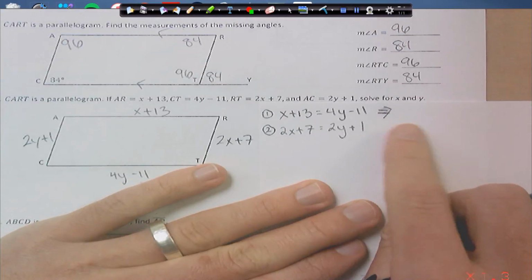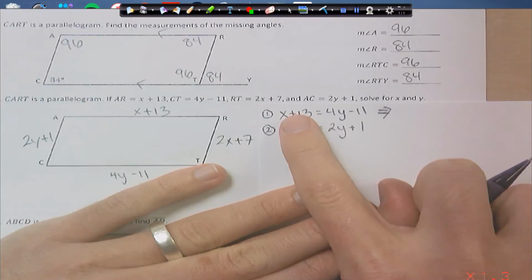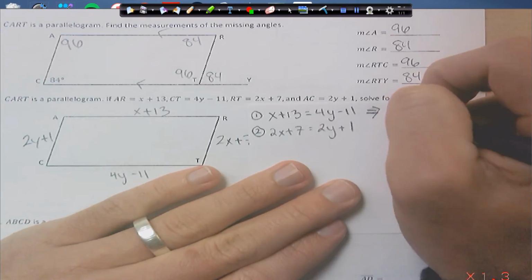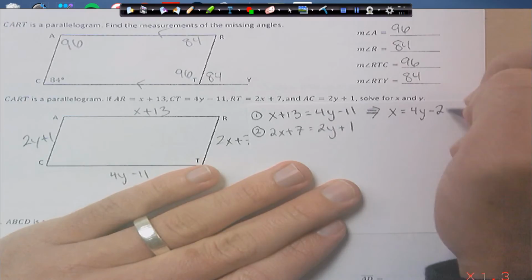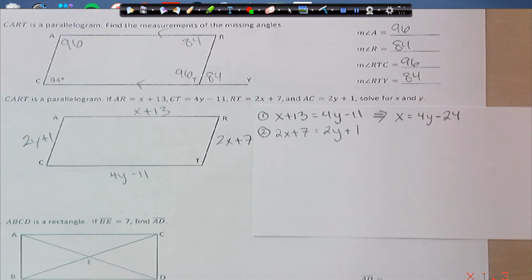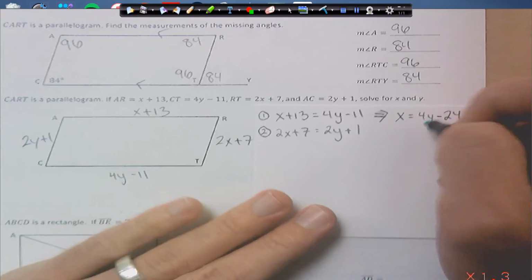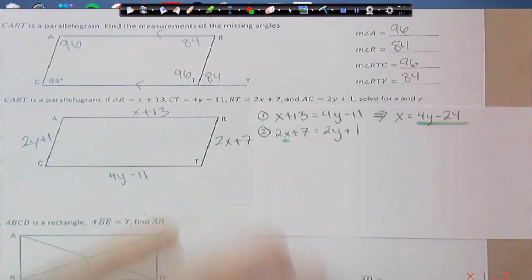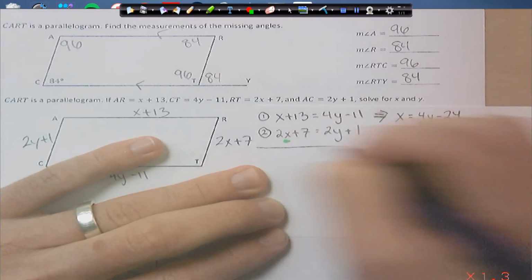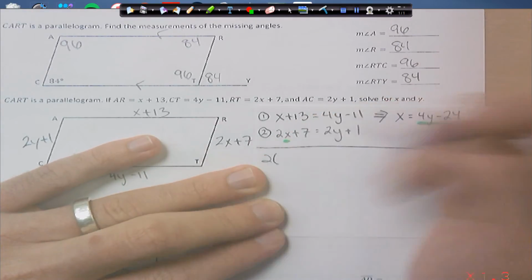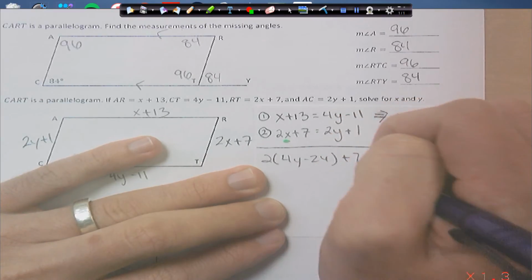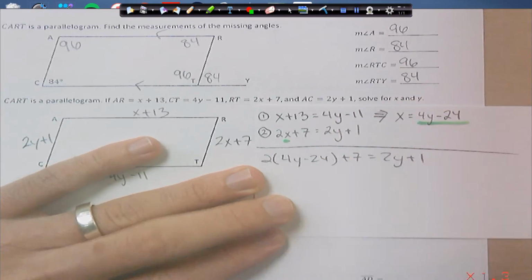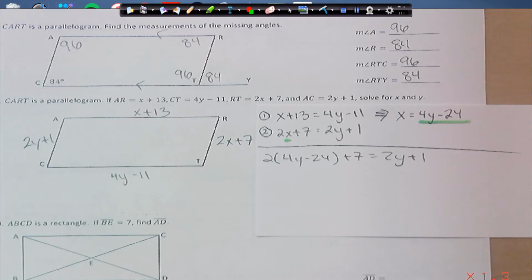Anyways, that's an arrow. And if I subtract 13 from both sides, this equation does become x equals 4y minus 24. Okay? Now I know this, I can actually plug this in for that x. So that's what I'm going to do. I'm going to do 2 times (4y minus 24) plus 7 equals 2y plus 1. And I should be able to solve.